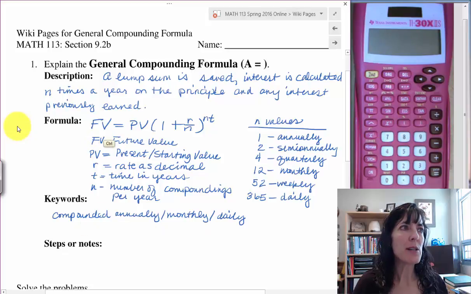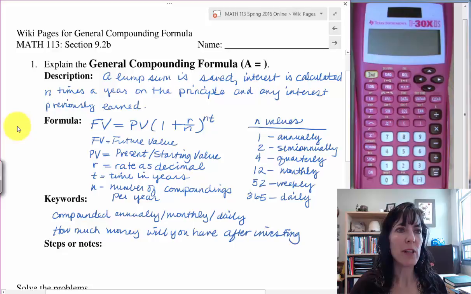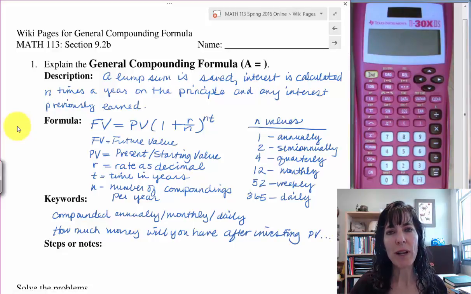The other thing is this is solved for the future value, so we're going to find out how much money you will have after investing some present value. So we're finding out how much is in the account after a certain amount of time and a certain amount of money dropped in a big chunk into the savings account.